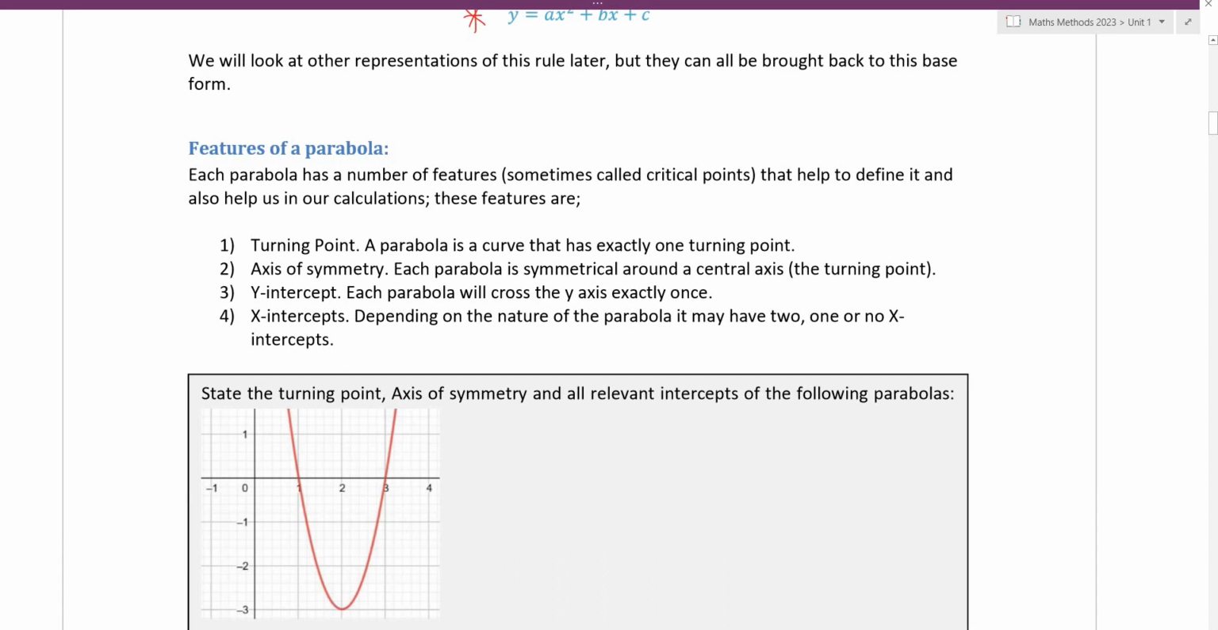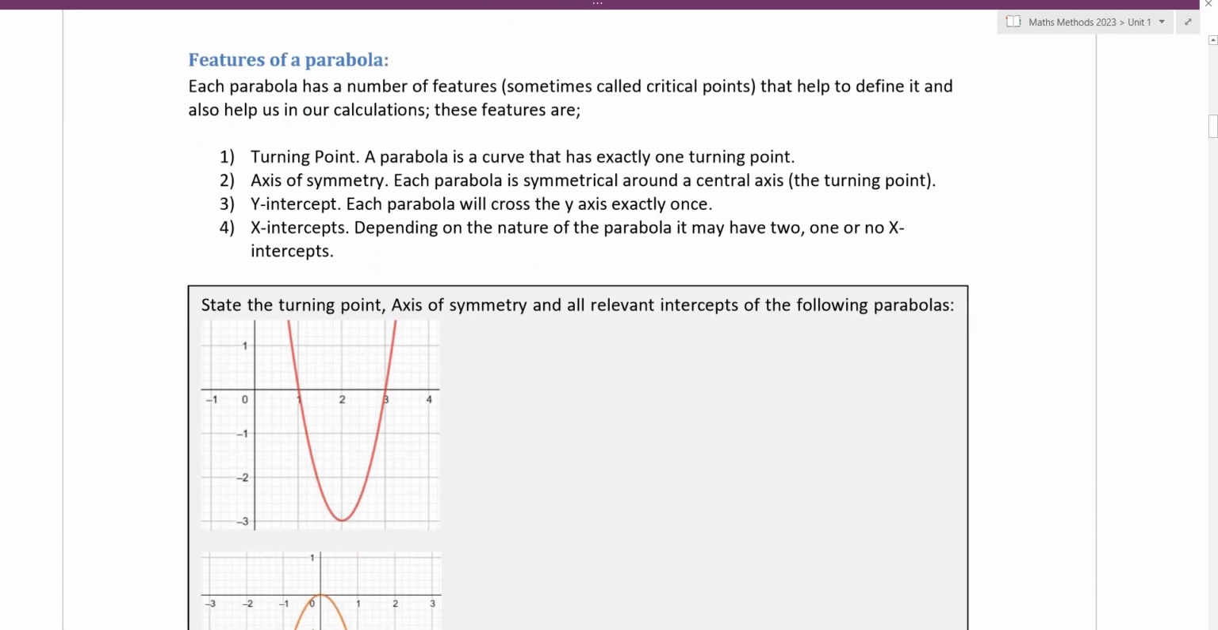Okay, guys, let's have a crack. State the turning point, axis of symmetry, and all other relevant intercepts of the following parabolas. This first one here, where is my turning point? (2, -3).